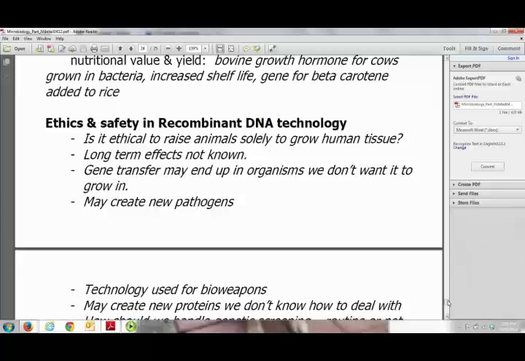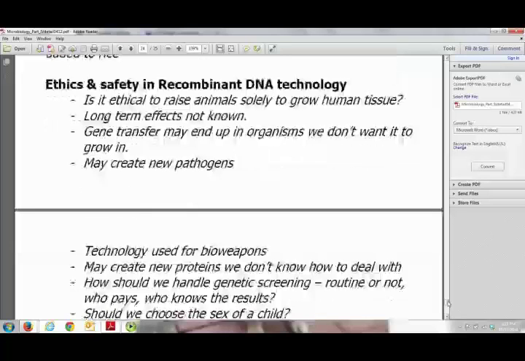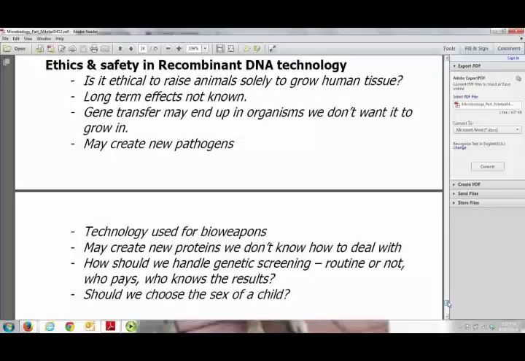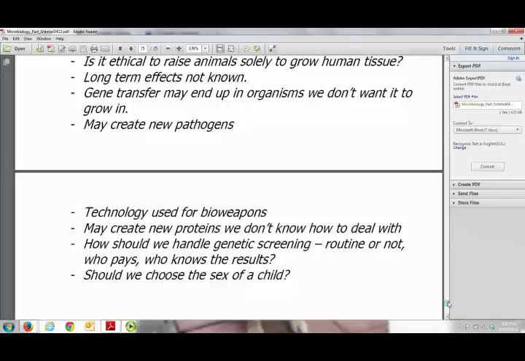Gene transfer may end up creating some organisms that we don't want to have this gene growing in. We may create some new pathogens. The technology is used for bioweapons, so it does get in the hands of people who make weapons with it, and we can't really prevent that from happening if we are teaching people how to do this type of thing. We may create new proteins that we don't really know how to deal with.